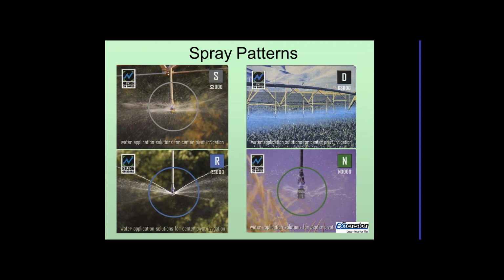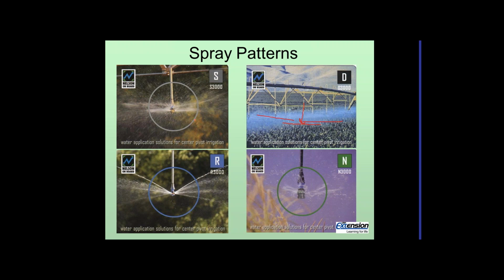Next picture shows it a little better. In the upper right here, this is what we call a flat plate or spray nozzle. The water's coming down, hitting a flat plate, and then going out to the sides in a pattern. So this puts out a donut-shaped water pattern. It works fine on a center pivot, but it would not work on a solid set or a system that doesn't move.